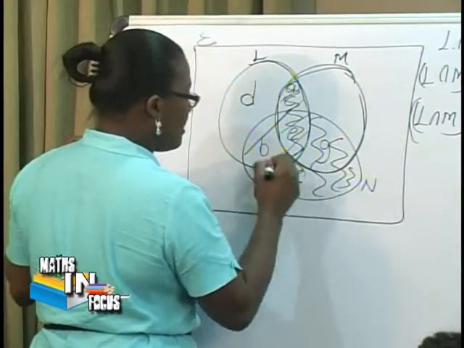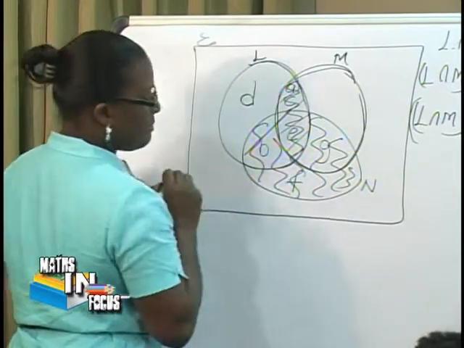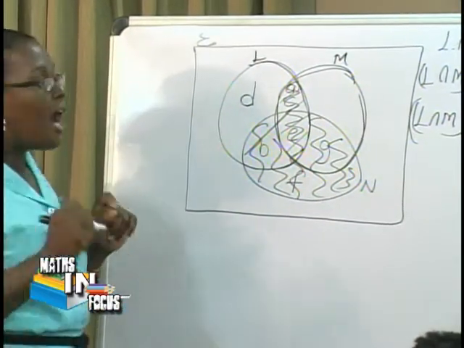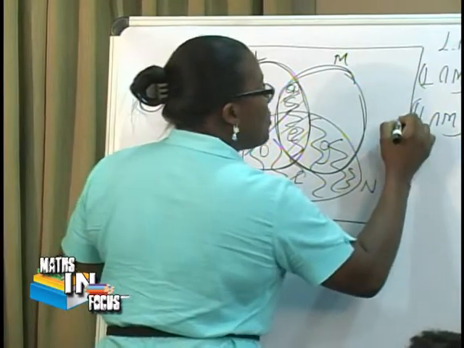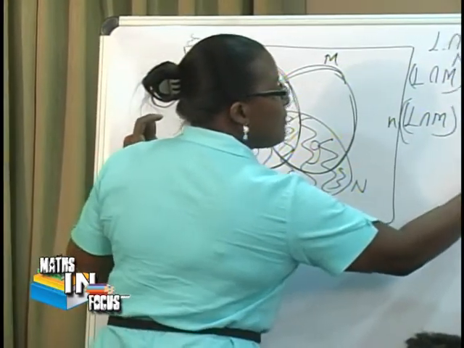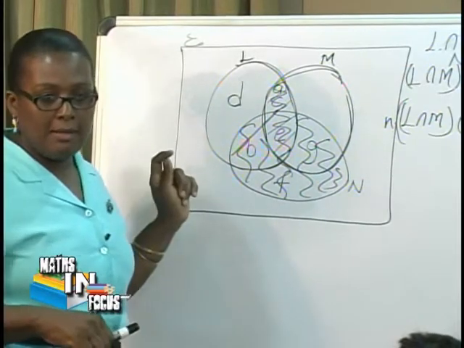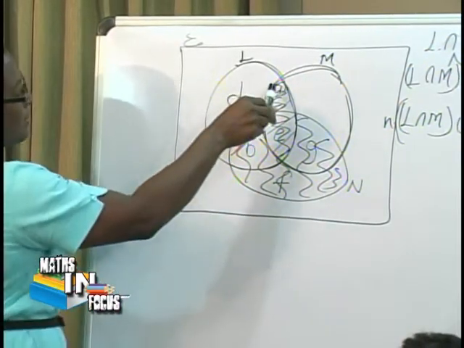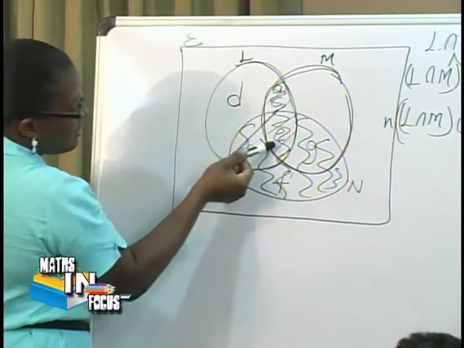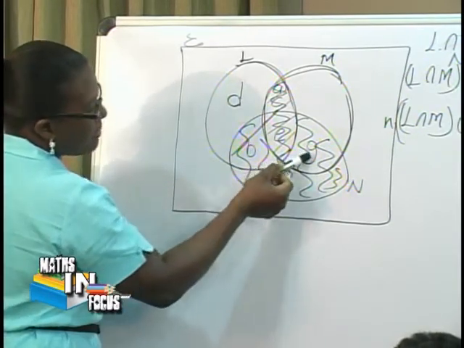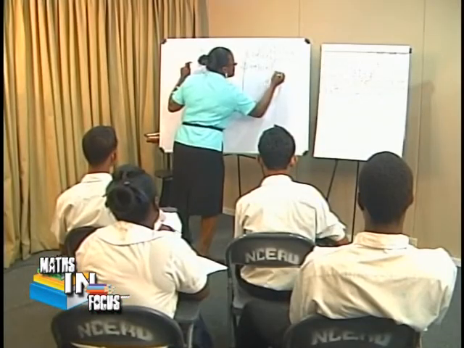Putting them all together. Good. How many elements? We want the number. How many elements are there? You can see them, right? So let's count. 1, 2, 3, 4, 5, 6. And we put in our 6 here.